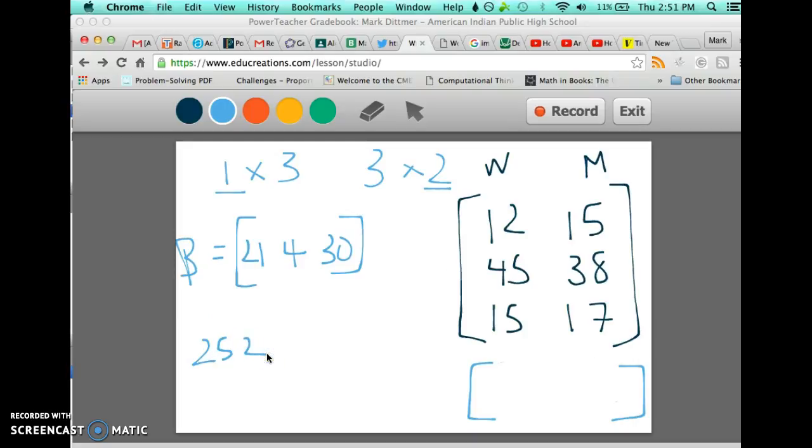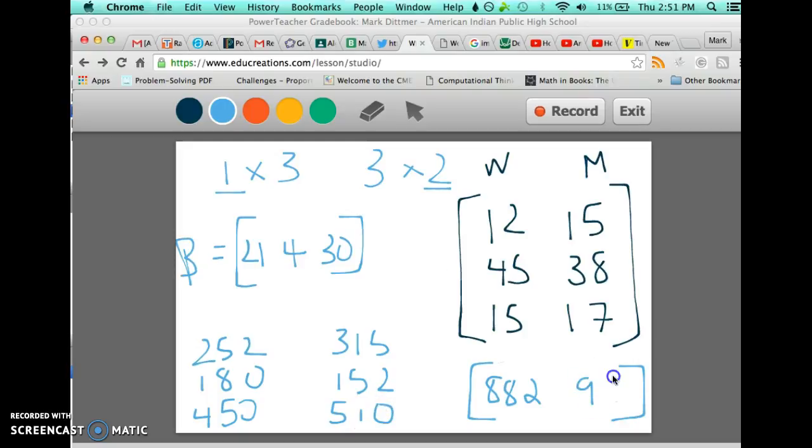4 times 45 is 180. 30 times 15 is 450. All those added together, you get 882. And then 21 times 15 is 315. 4 times 38 is 152. And 30 times 17 is 510. And I believe that makes for 977.